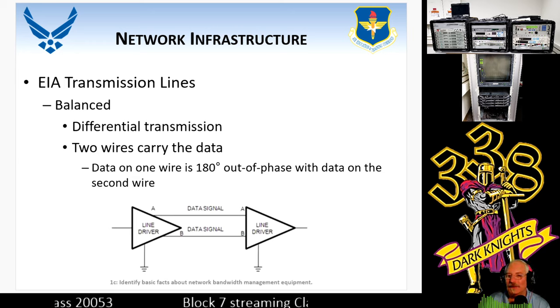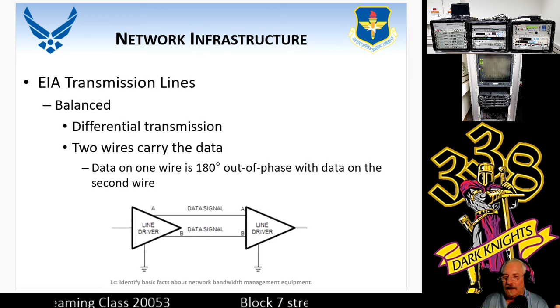So we look at transmission lines. We have two different types. One's balanced, the other's unbalanced. So let's look at balanced first. They call it a differential transmission because it carries the data on two wires. However, the differential part is because one of them is 180 degrees out of phase from the other one.